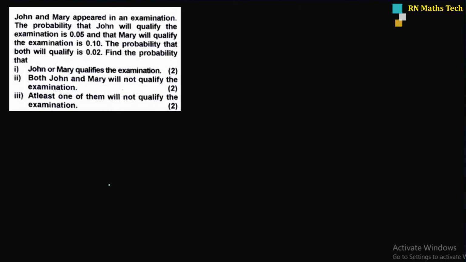John and Mary appeared in an examination. The probability that John will qualify the examination is 0.5 and Mary will qualify the examination is 0.1. The probability that both will qualify the examination is 0.02.